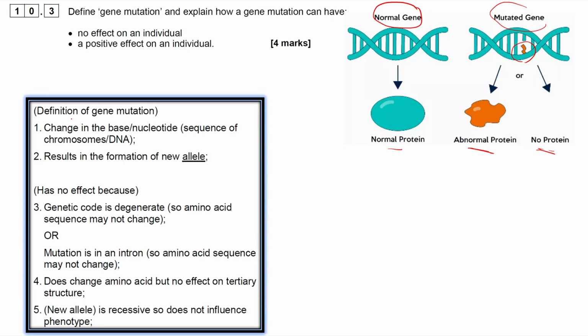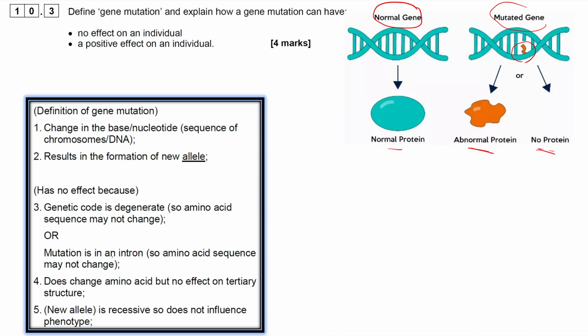So your answer should include these points. So number 1 will be the definition of the gene mutation, which is the change in the base or nucleotide sequence of the chromosome. Number 2, results in the formation of a new allele. So that is the definition. Now the first case when it has no effect, because genetic code is degenerate, so amino acid sequence may not change.